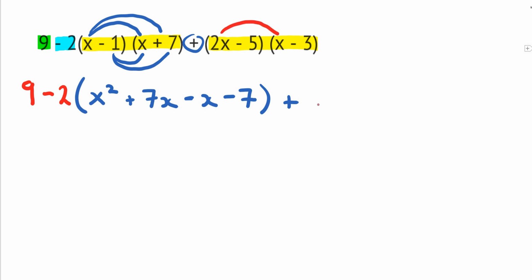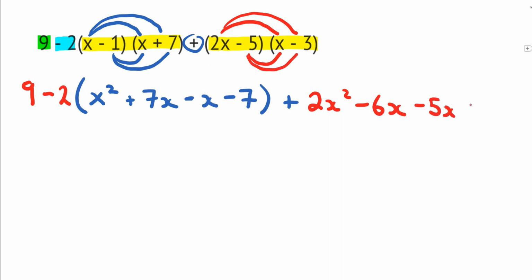So 2x times x will be 2x squared. 2x times negative 3 will be negative 6x. Negative 5 times x will be negative 5x. And negative 5 times negative 3 will be positive 15. Okay, from there on, before we start collecting or distributing more here, it might be a good idea to just collect like terms here inside the brackets. So a negative 7x plus x, we can definitely collect like terms there. And that will be positive 6x.